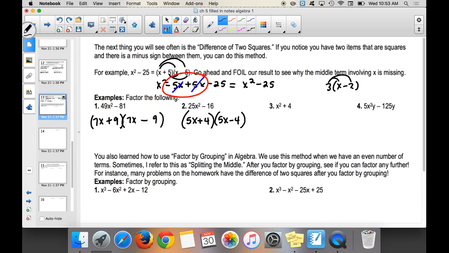And you can check. Do you guys want me to show you the FOIL step? So if I FOIL this out, my first terms make 25x squared because it was 5x times 5x. The outer is 5x times negative 4. That makes negative 20x. The inner is plus 20x. And the last is minus 16. Those negative 20x and 20x cancel, and we're left with 25x squared minus 16.